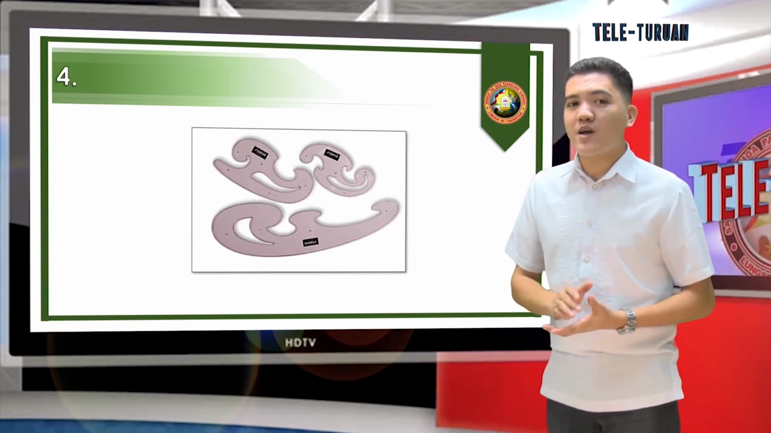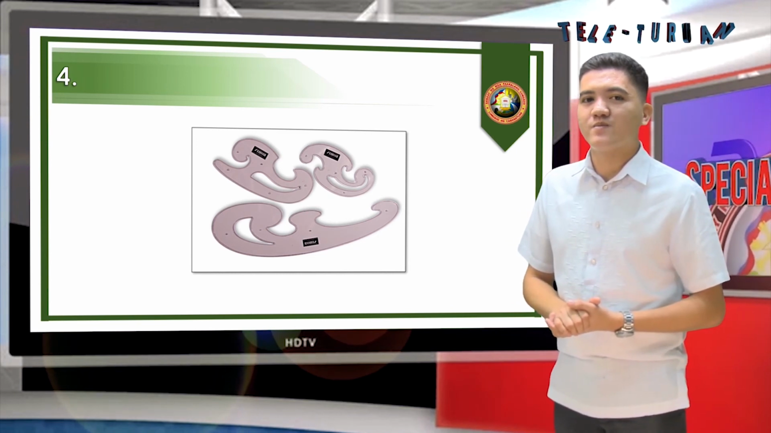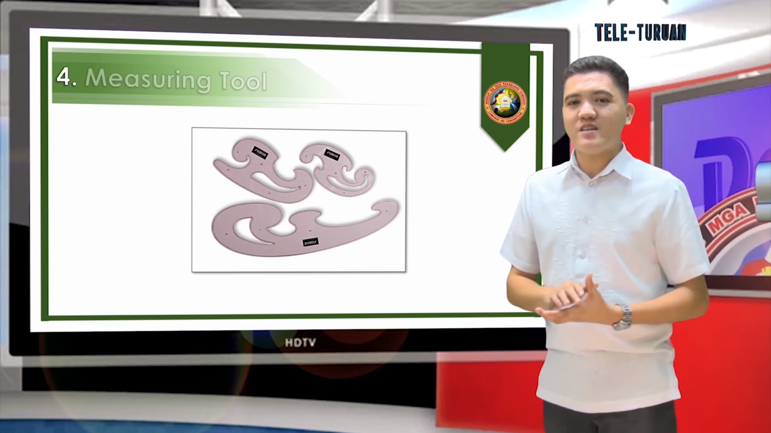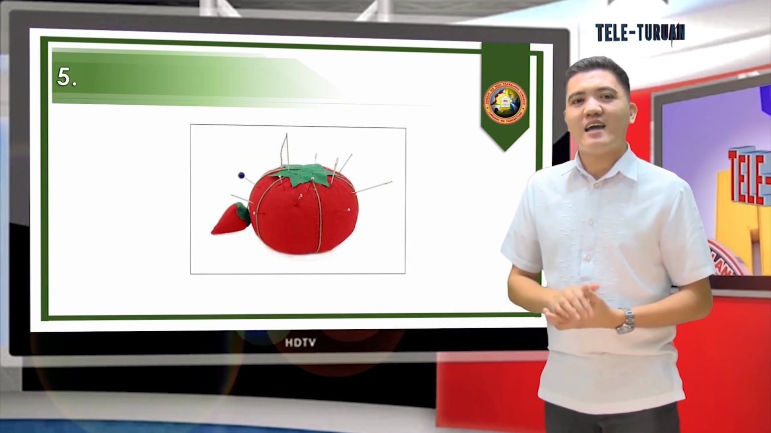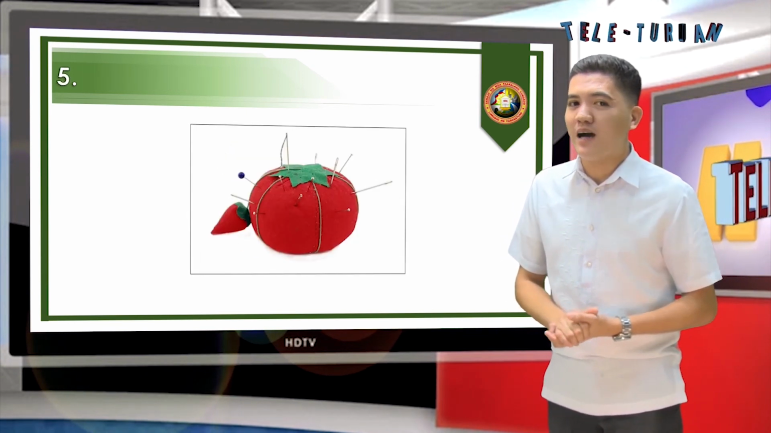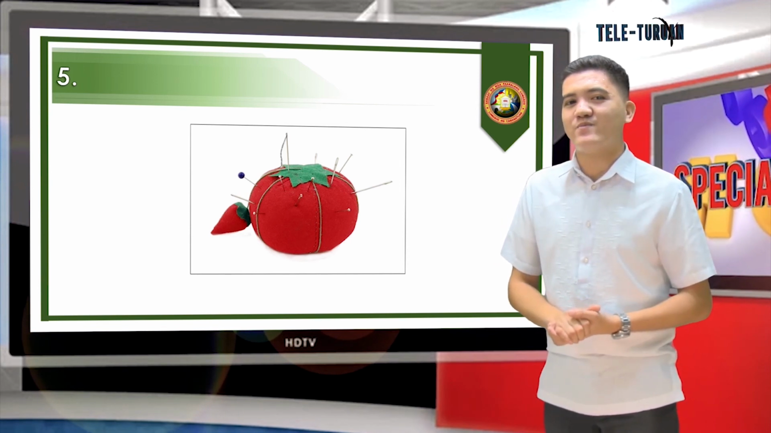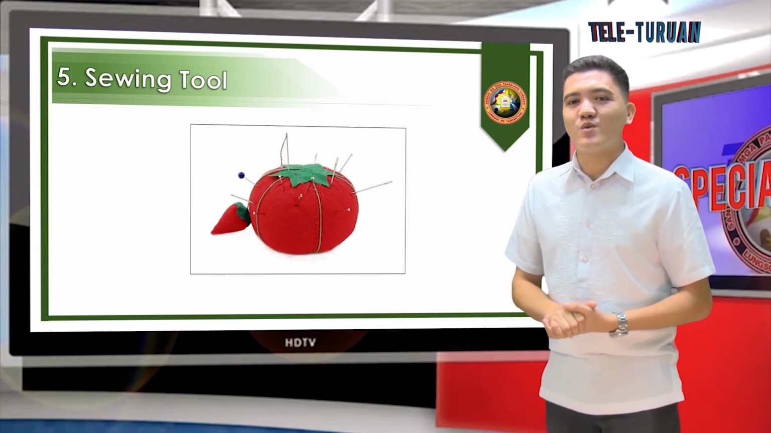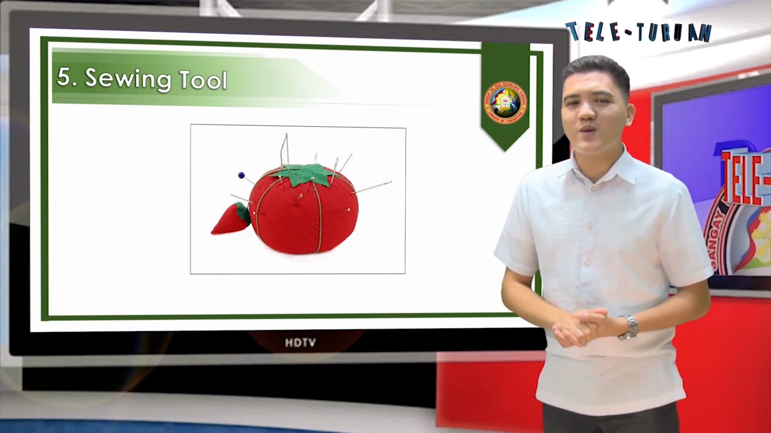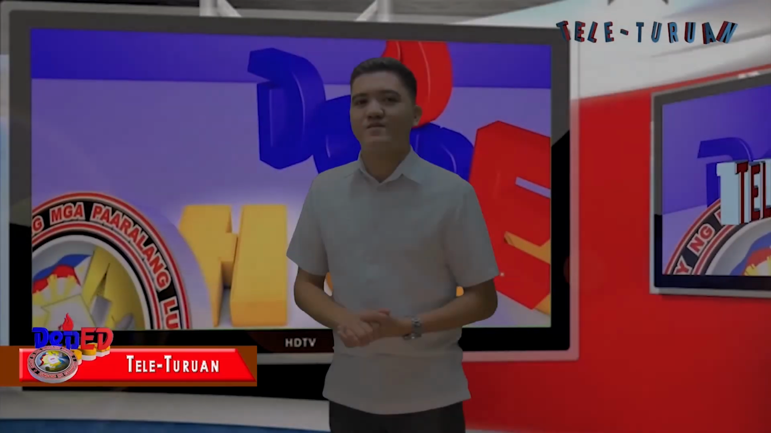Number 4, the French curve. If your answer is measuring tool, awesome, you are right. And lastly, for item number 5, the pin cushion. If your answer is sewing tool, very good, you are right.